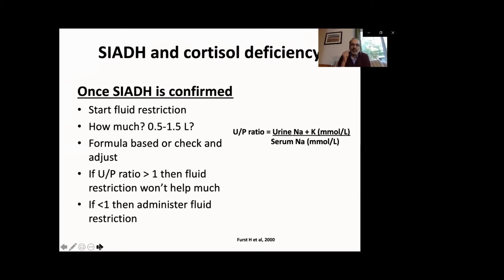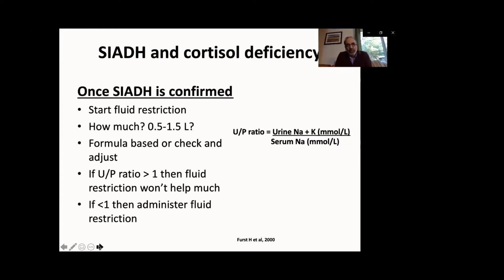SIADH, on the other hand, is the commonest reason, and as I said, we will generally see that the patient is euvolemic, their urine sodium level is over 30, and plasma osmolality is low, less than 275. And this is classically a diagnosis of exclusion. You've excluded all the other possibilities. Now what you are going to do is start fluid restriction. Fluid restriction is the mainstay of treatment.